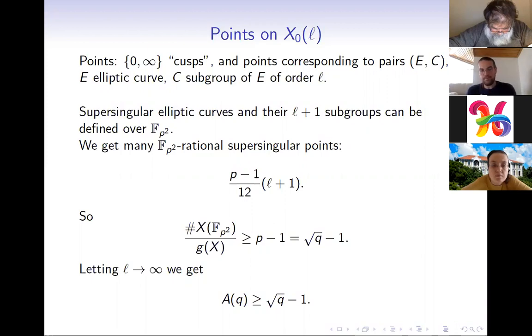Since this curve X naught L parameterizes, so to say, elliptic curves together with the cyclic subgroups, and you know that these elliptic curves and their subgroups can be defined over Fp squared, you expect that corresponding to these, you will have Fp squared rational points. They come from the supersingular points. You can count exactly how many there are using some formulas. And if you put this together with the expression for the genus, you see that the ratio of the number of rational points is lower bounded by P minus 1, or root Q minus 1. And if you want the genus to be large, all you need to do is let this level go to infinity. So that's the basic idea behind it.